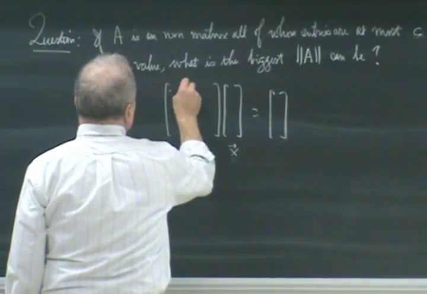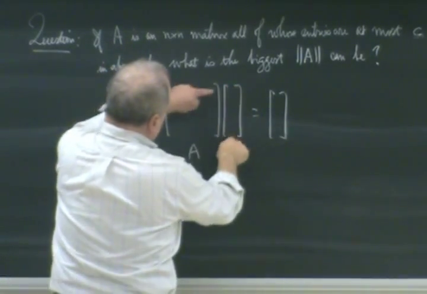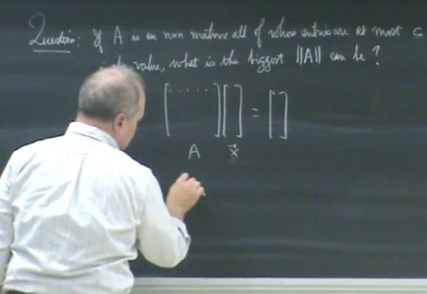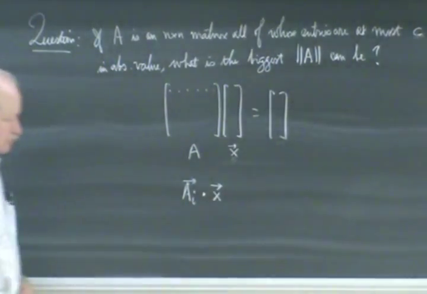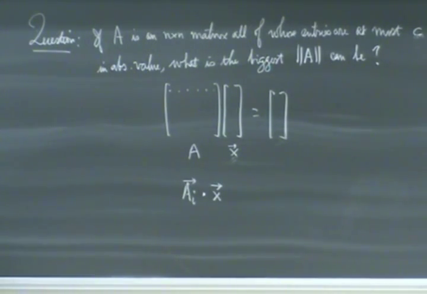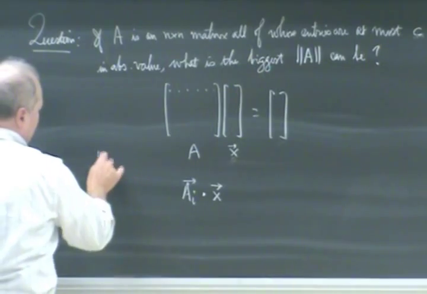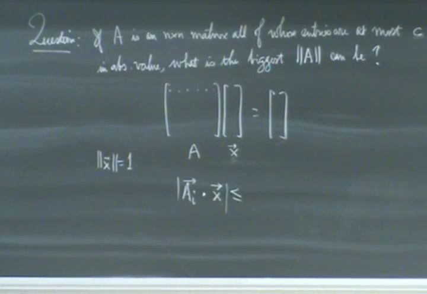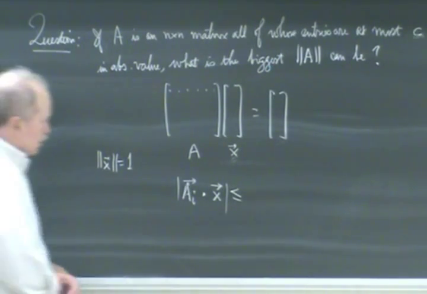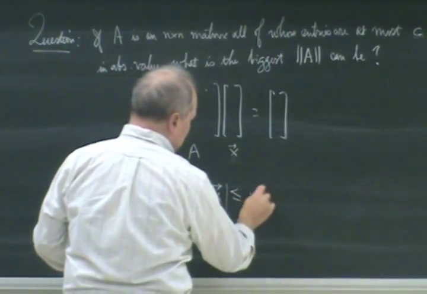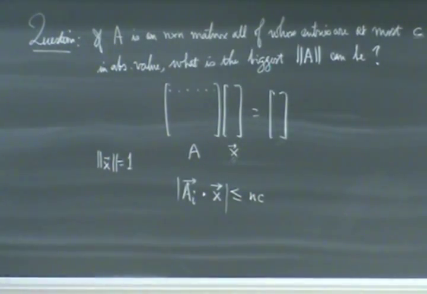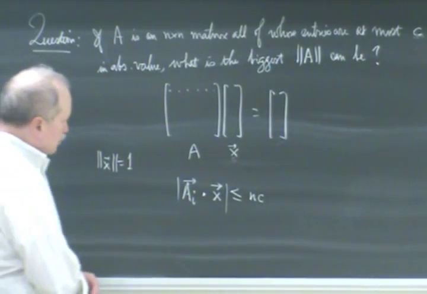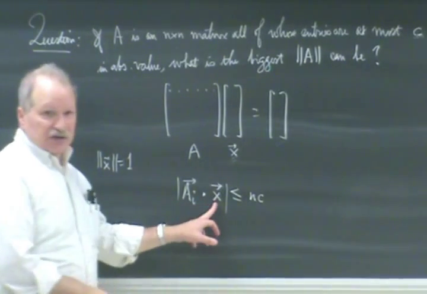So imagine doing this multiplication here, and you compute the dot product of one of the rows of A with X. And you have n terms. And we're saying X is a unit vector. Then what's the biggest this can be? N times C. Is it n times C squared? Is it square root of C? No, because X is a unit vector. Okay, so it is N C.